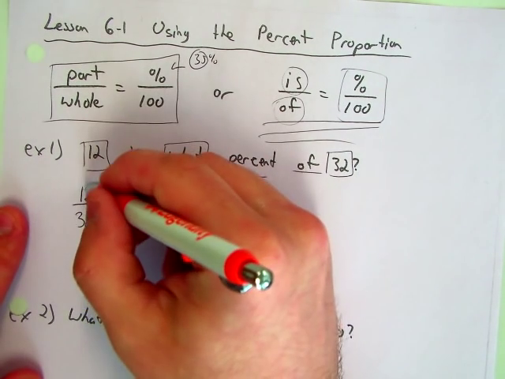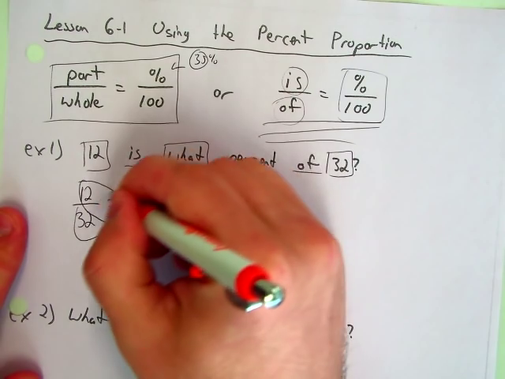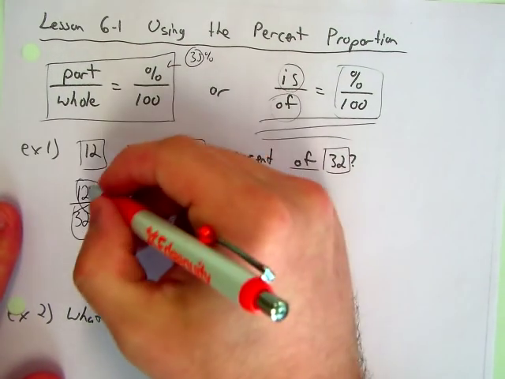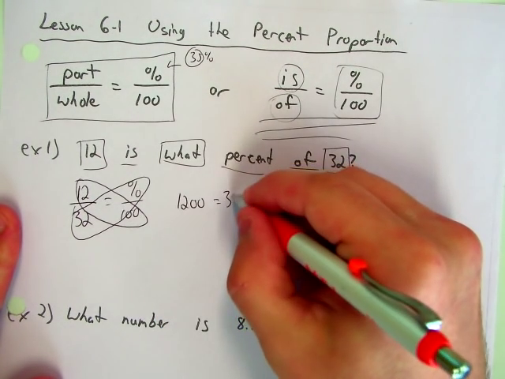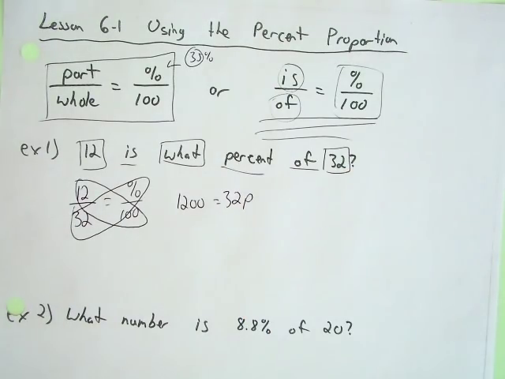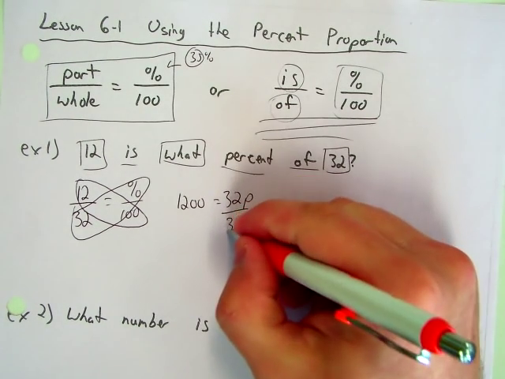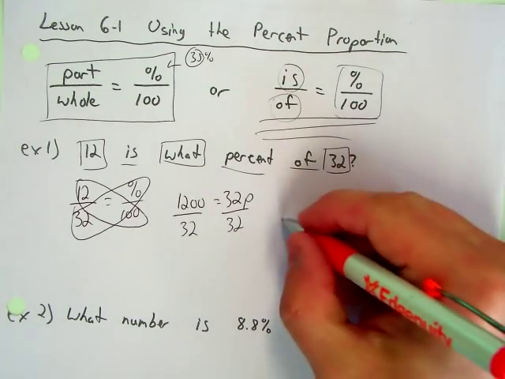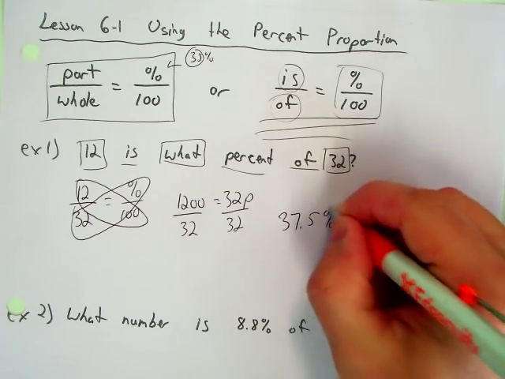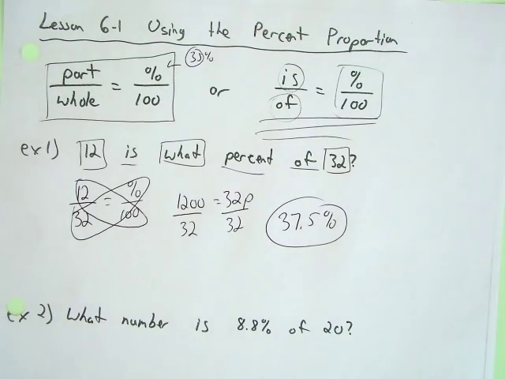Remember back from last chapter when we did cross multiply to determine a missing part of a proportion. So we do 12 times 100, which is 1200, and that is equal to 32 times the percentage. So I'm going to substitute P for percentage. I then want to divide both sides by 32 in order to solve for P. And if I do this, 1200 divided by 32 is 37.5, and then it would be percent, because that was the number that I was missing. So this is 37.5%.